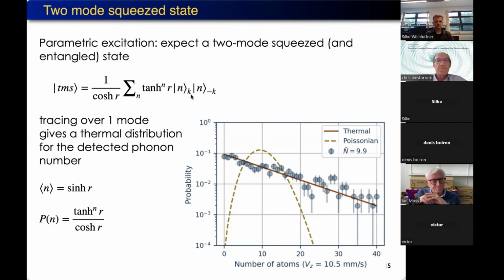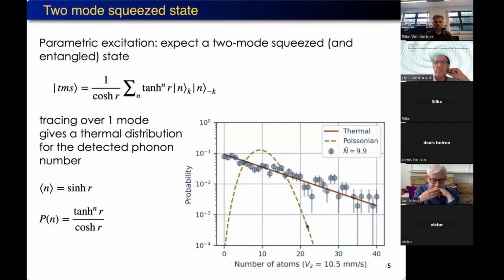So one thing that is fairly easy to do is we can test part of this by tracing over one of the modes, looking at the population of only one of the two modes, and seeing if we get what we expect, namely a thermal distribution, that is to say, a power law distribution of the number of particles in a single mode. And here you see an example of such data. You see on a log plot that this distribution does indeed look like a power law. We can deduce from it a mean number of photons.